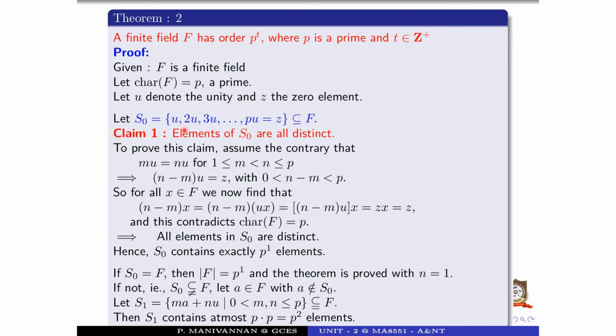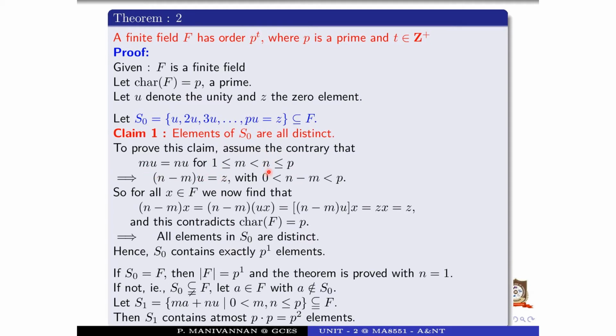Claim number 1: the elements of S naught are all distinct. To prove this claim, assume the contrary, that mu equals nu for some values. Here m and n lie between 1 and p, so 1 is less than or equal to m, less than n, less than or equal to p.